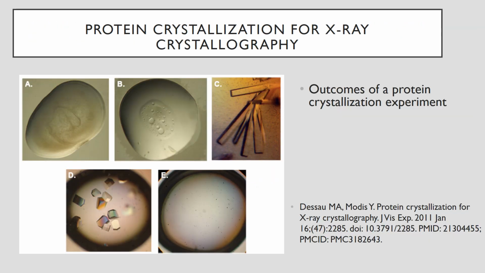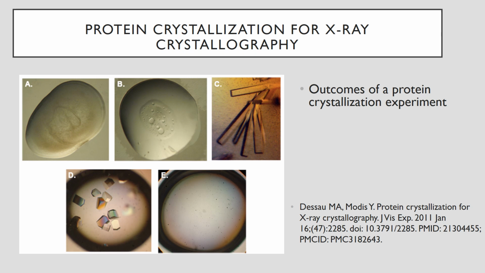Lastly, this primary manuscript is titled Protein Crystallization for X-ray Crystallography. Like I mentioned before, crystallization is typically referred to as the bottleneck of crystallography, and in this paper the authors are providing two different experimental approaches to crystallization for crystallography. If we look at the figure, this figure was very cool to me. I included it because it demonstrates what the typical outcomes of a protein crystallization experiment are.